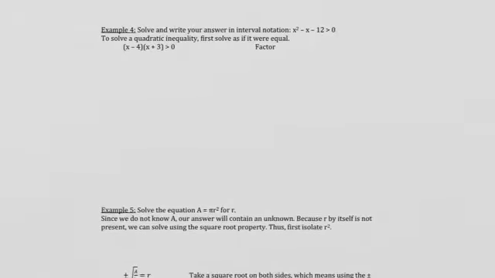So if I want to solve this quadratic inequality, the first thing I want to do is to say that the zero factor property is going to give me x minus 4 equals 0, so x equals 4, and x plus 3 equals 0, so x equals negative 3. So this results in negative 3 and 4 as zeros, and to determine which interval we need, we have to make a number line.